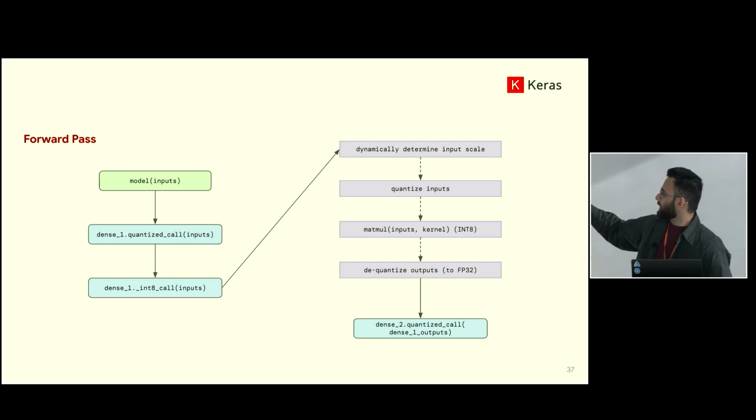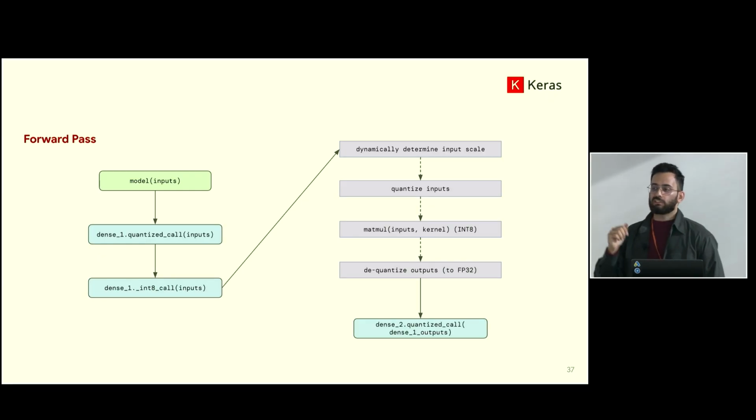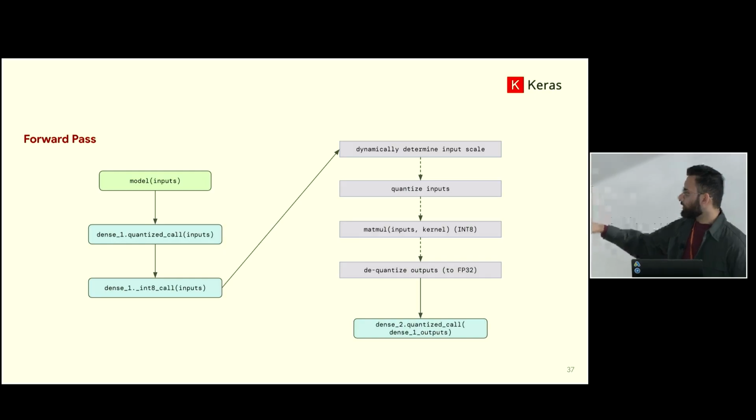So you actually quantize the inputs as well, and then you perform low precision fixed point multiplication between the inputs and the kernel. The kernel was, again, quantized previously during the quantize call. The inputs were just quantized during the forward pass, and then you perform the matrix multiplication with them.